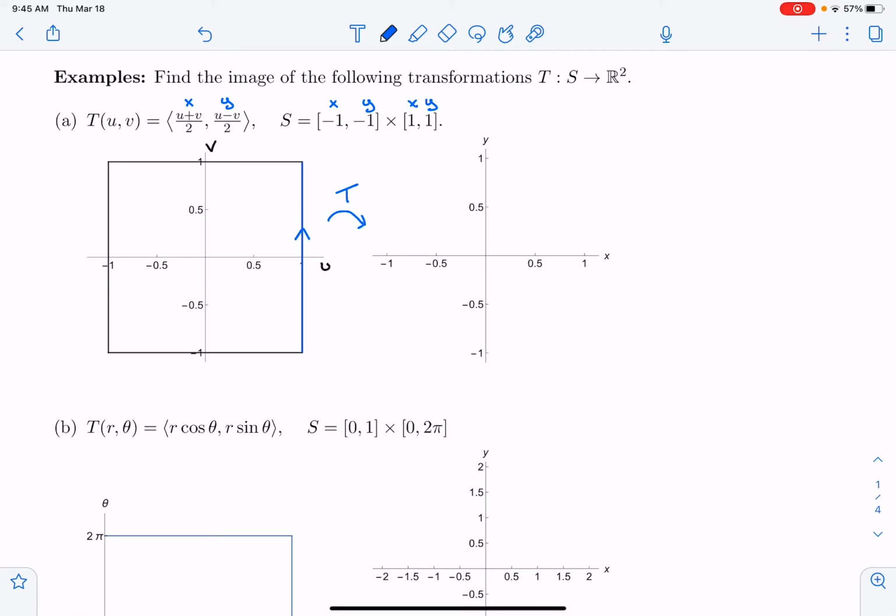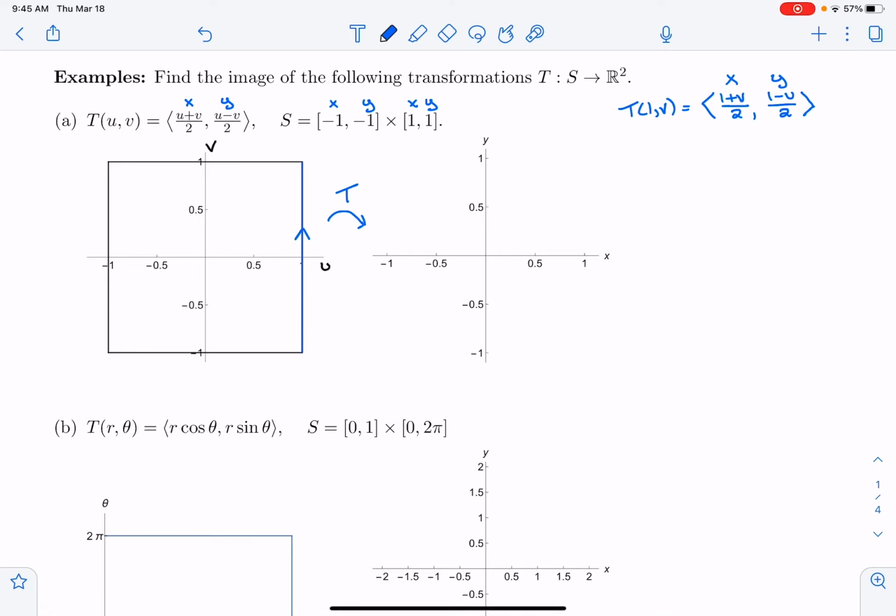So here we're going to take T and we're going to apply it to when u equals 1, but v is just going to stay v. And so I want to know what happens in x and y. Well, x is going to be 1 plus v, because u is 1, over 2. And then y is going to be 1 minus v over 2.